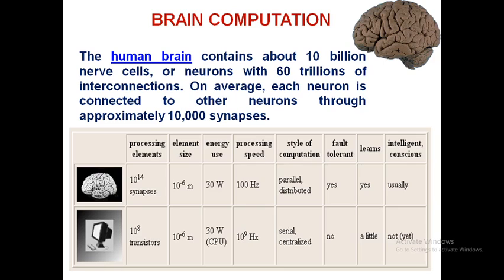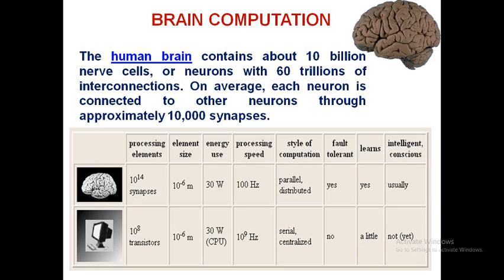Next, the ability to learn new things. The human brain is able to learn new things. The brain has that capability, but a computer is also able to learn new things, but it requires proper training. And if you compare with the human brain, it is a little slower in terms of learning.